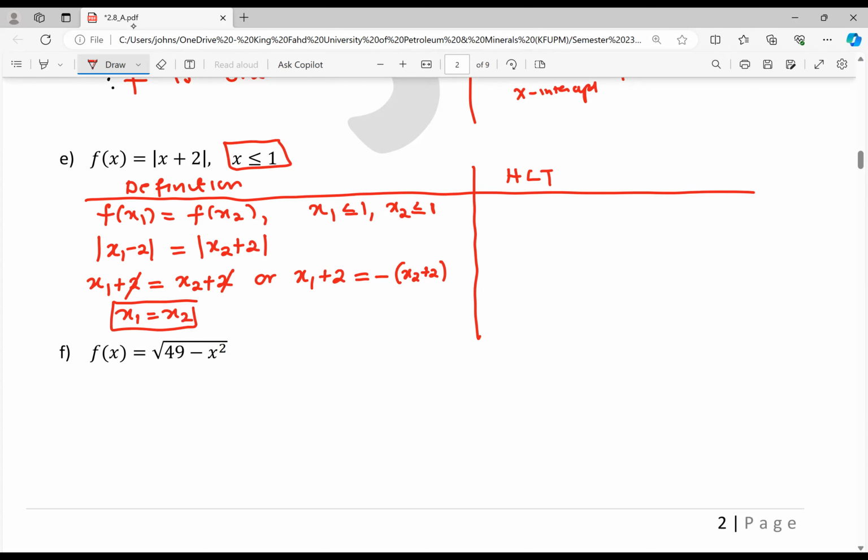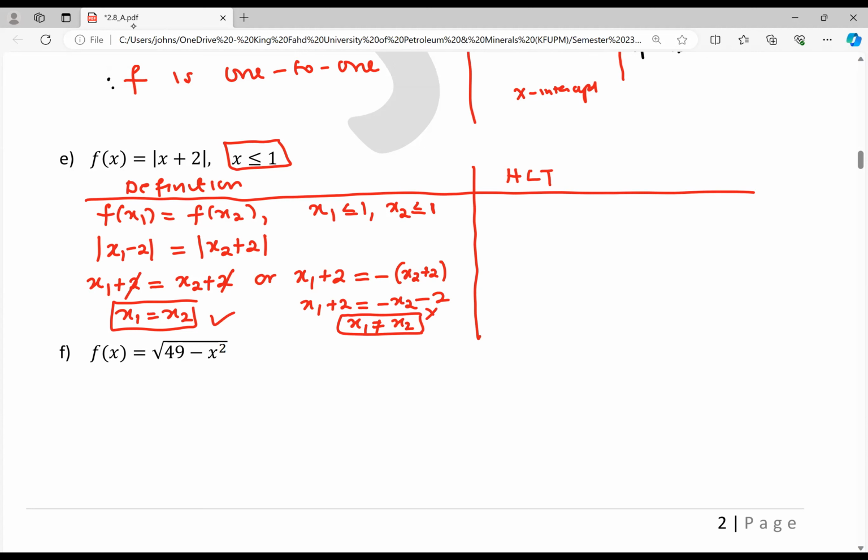But if you come to this other side, you will see that x1 plus 2 is going to be minus x2 minus 2. So here you see x1 is positive, x2 is negative, so they can never be equal. And here this is 2, this is minus 2. So you can say x1 is not equal to x2. Since this one is good and this one is not good, you can conclude that f is not 1-to-1.